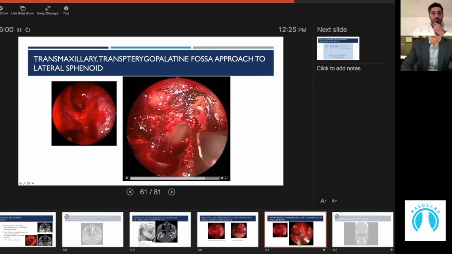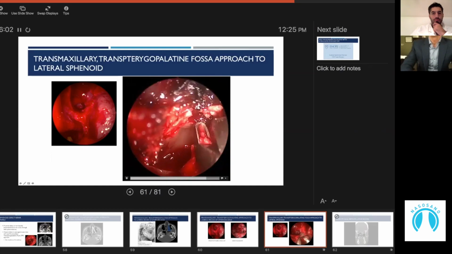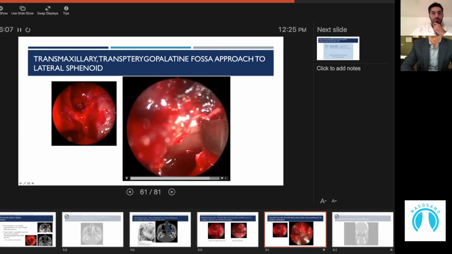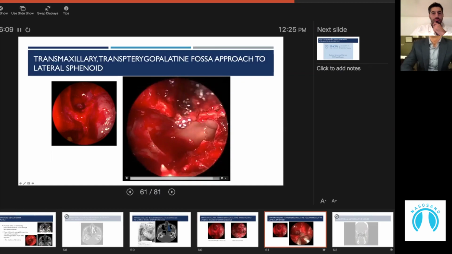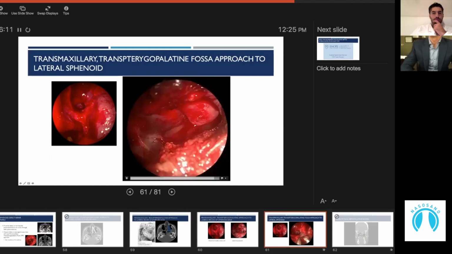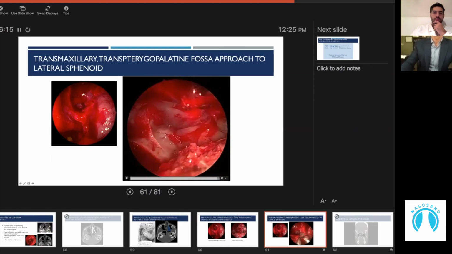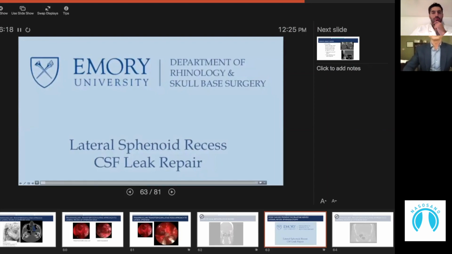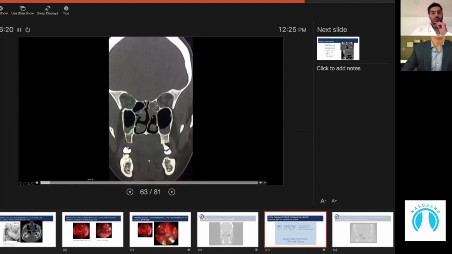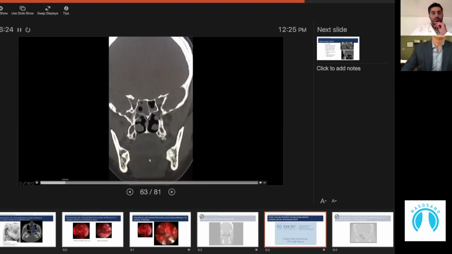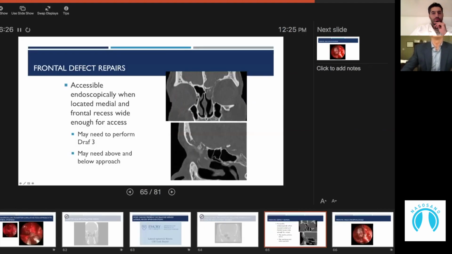But this approach allows us to get with a 0-degree scope into the lateral recess of the sphenoid sinus. As you can see right here, we're seeing the meningocele. And now is a full view of the meningocele. This is a video of that same approach. Actually, we're going to move forward.